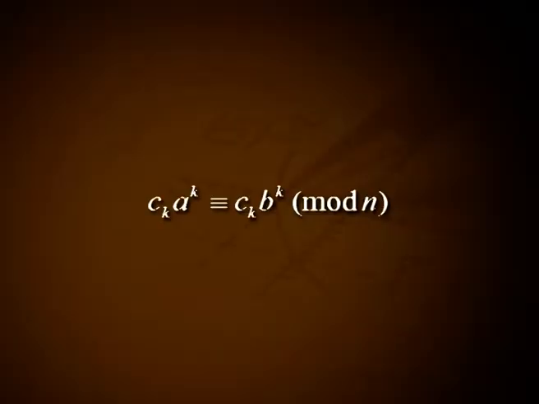Proof. Because a congruent to b mod n, by part f of theorem 2 of the previous chapter, a raised to k is congruent to b raised to k mod n for k is equal to 0, 1, etc., m. Therefore, c_k a raised to k is congruent to c_k b raised to k mod n for all such k.